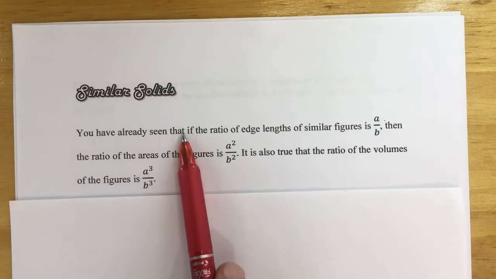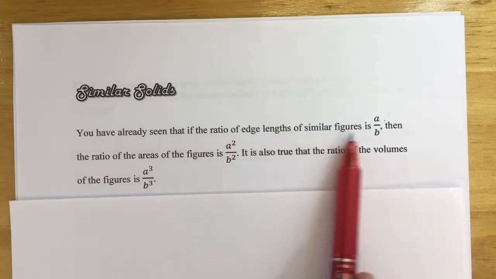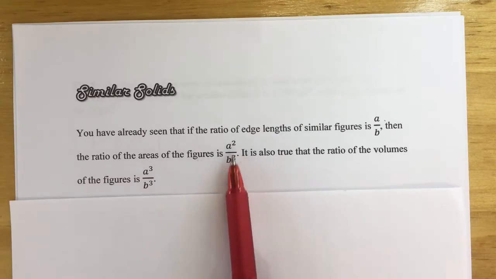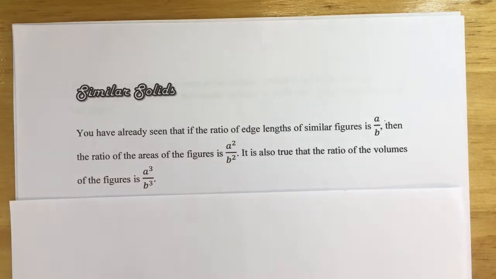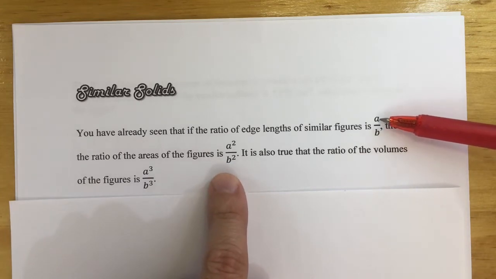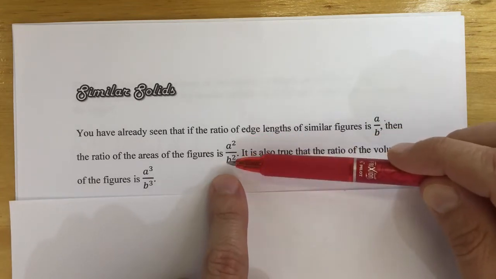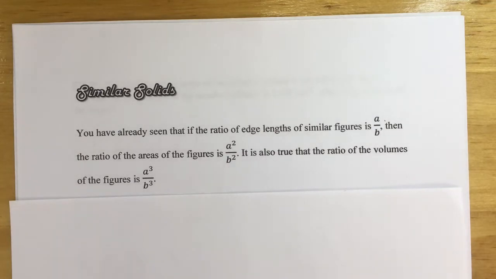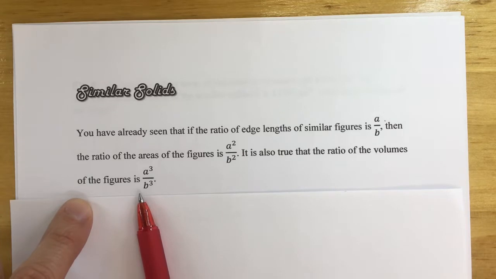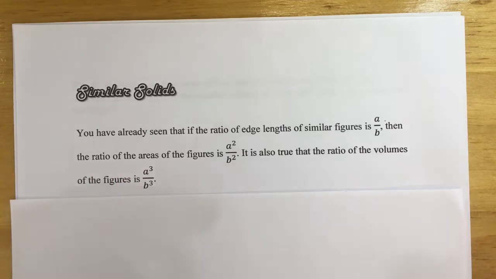You have already seen that if the ratio of edge lengths of similar figures is a to b, then the ratio of the areas of the figures is going to be a squared to b squared. On one hand, that doesn't look too complicated, because you just have an a to b and then you get an a squared to b squared. But we really need to understand what it means so that we can continue to move forward and talk about three-dimensional figures. So this first part, I'm going to show you another example of what we did in that unit to help jog your memory of those things.